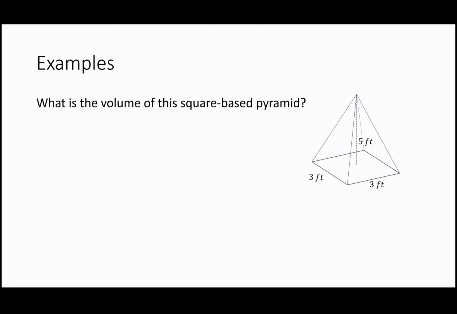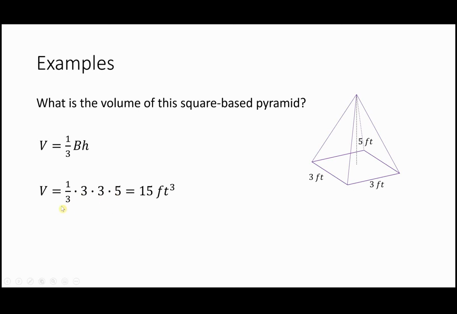Okay, moving on to the next example. Let's find the volume of the square-based pyramid. So the area of the base will be 3 times 3, right? The height is 5 feet, so that gets thrown in the mix. But then remember, you need to multiply a factor of 1/3 in there as well because it's a pyramid. So the area of the base is this 3 times 3. The height was 5. Don't forget your factor of 1/3.